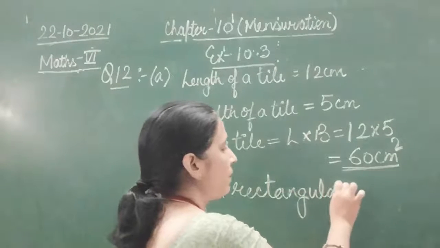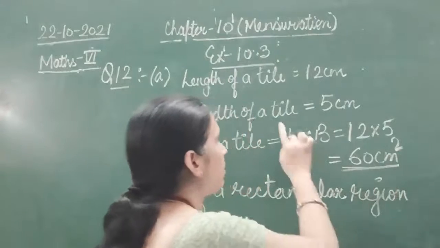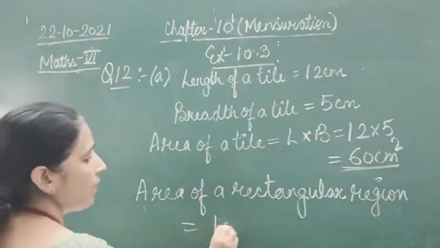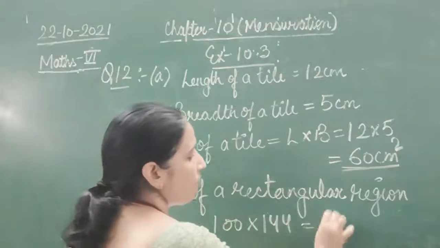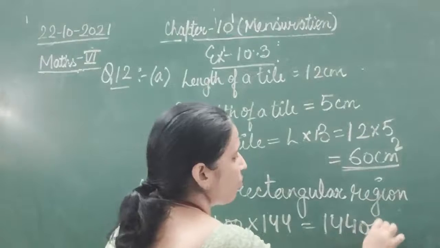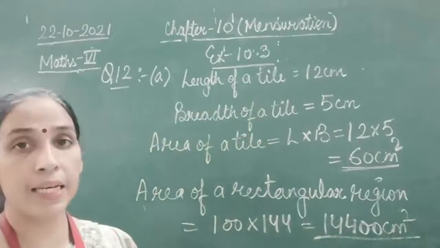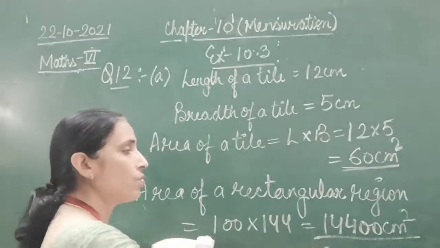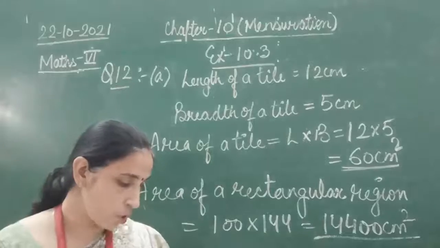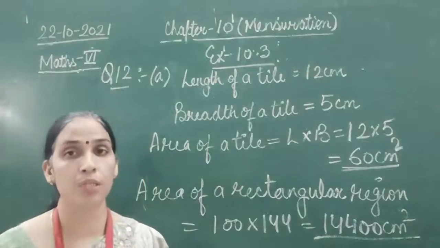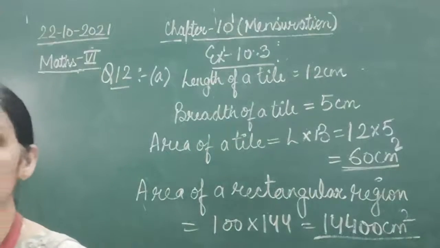Now the area of a rectangular region, that will be 100 into 144, that will be 14,400 centimeters square. Now this area of the rectangular region you have found out. Now it is asked in the question, what is the number of tiles? How many tiles whose length and breadth is this?